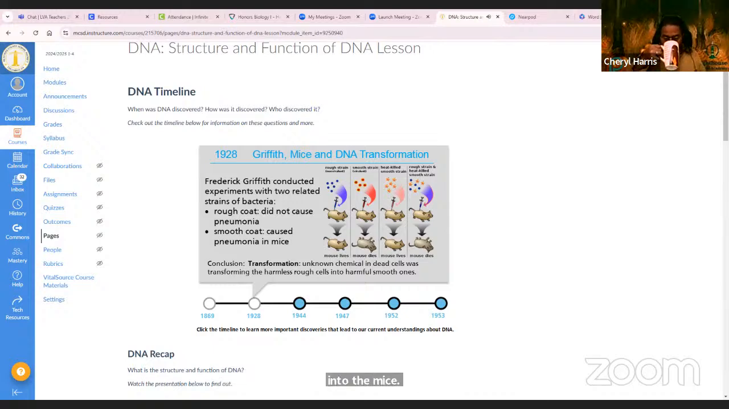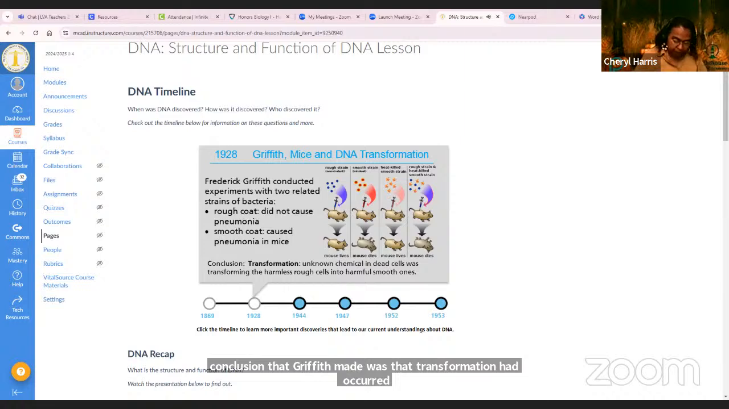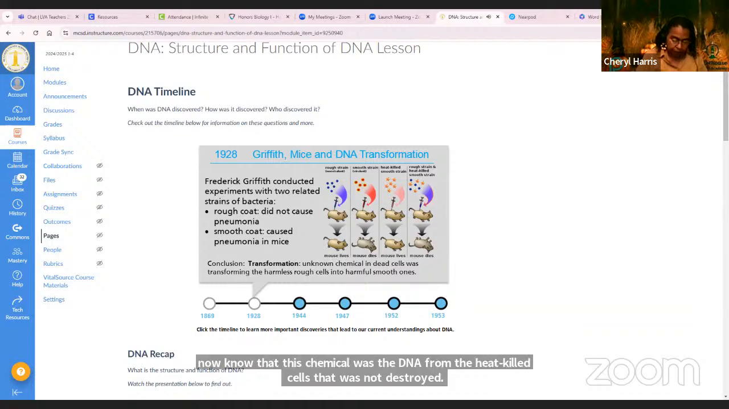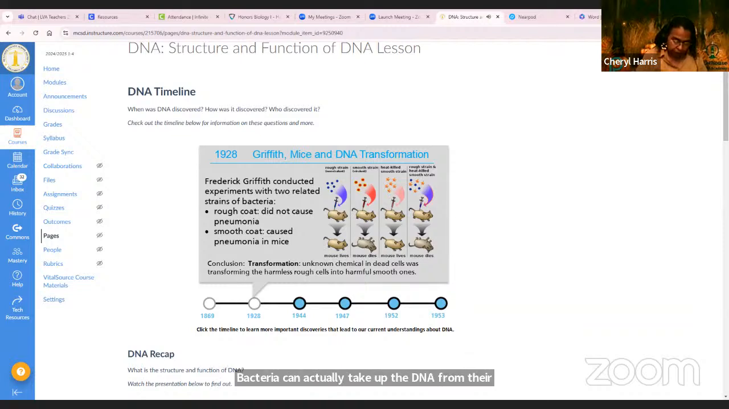The conclusion that Griffith made was that transformation had occurred. Some unknown chemical in the dead cells was transforming the harmless rough cells into dangerous smooth cells. We now know that this chemical was the DNA from the heat-killed cells that was not destroyed. Bacteria can actually take up the DNA from their environment and use it to make smooth coats, making them more deadly.